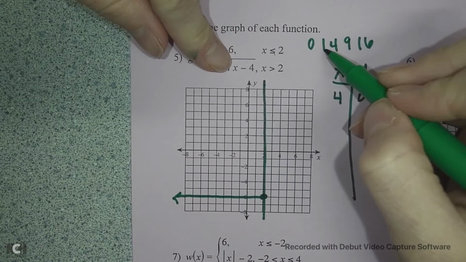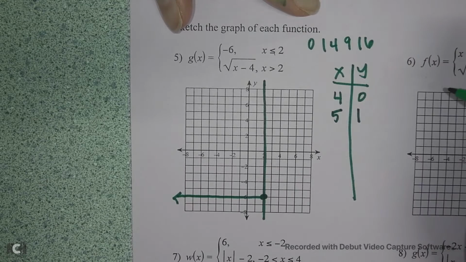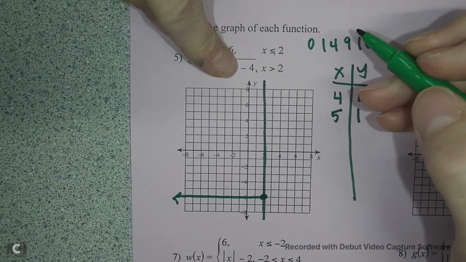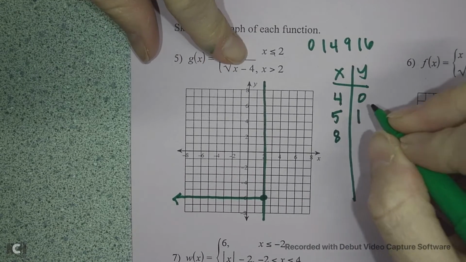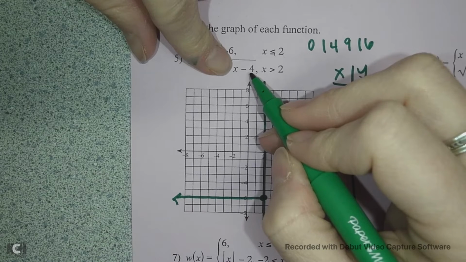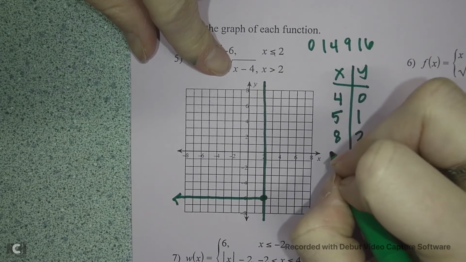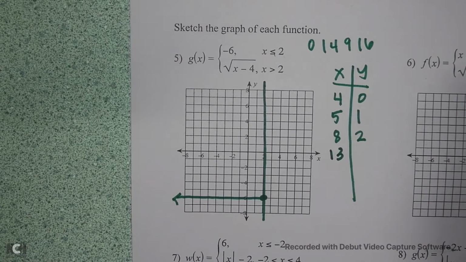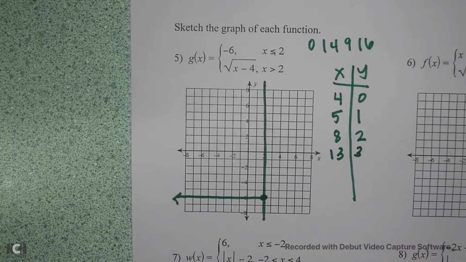What minus 4 is 1? Well, 5. 5 minus 4 is 1, and the square root of 1 is 1. What minus 4 is 4? 8 minus 4 is 4, and the square root of 4 is 2. What minus 4 is 9? There you go. 13 minus 4 is 9. And then the square root of 9 is 3. We're not going to be able to go much further. That's how you do it.